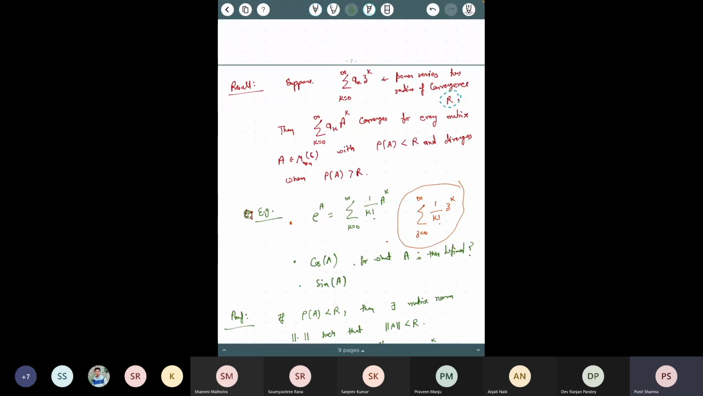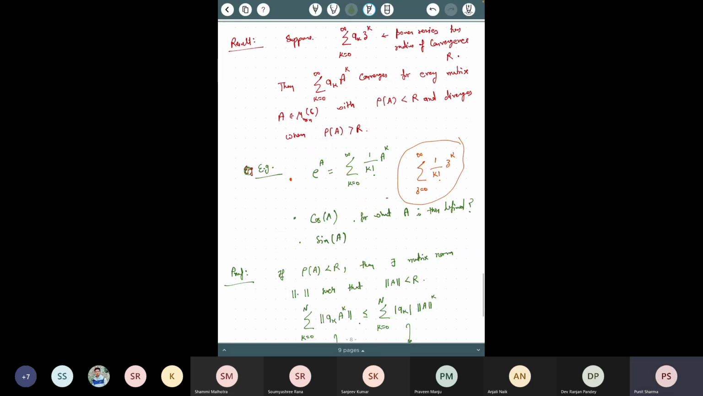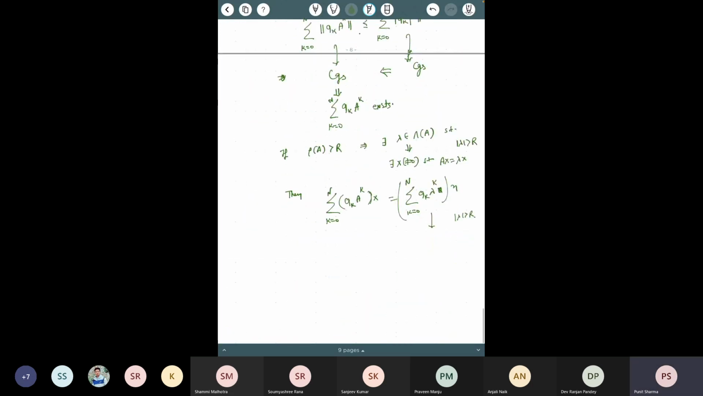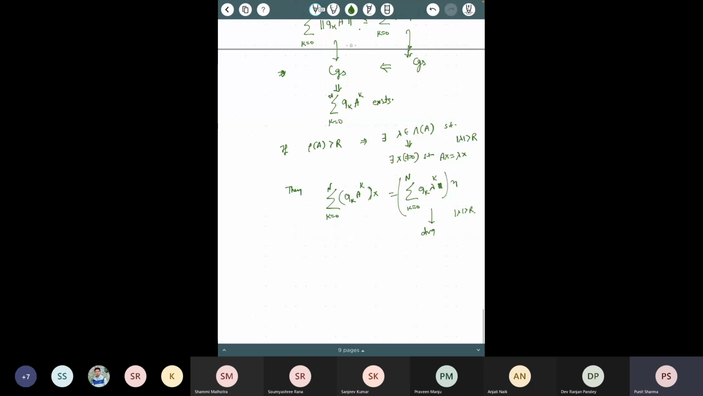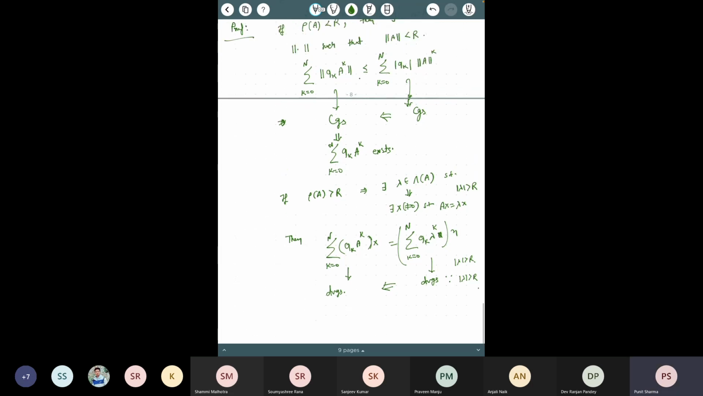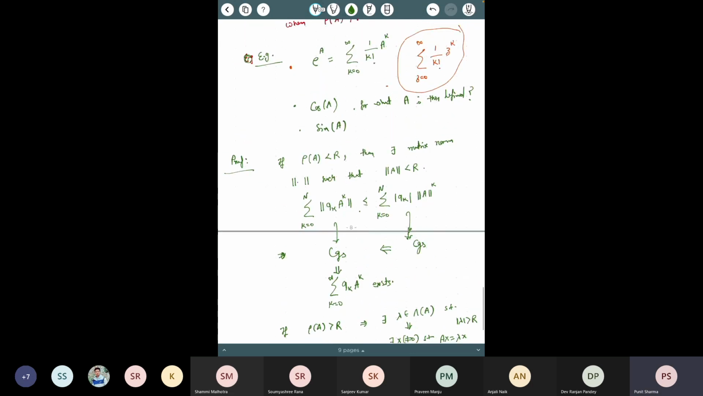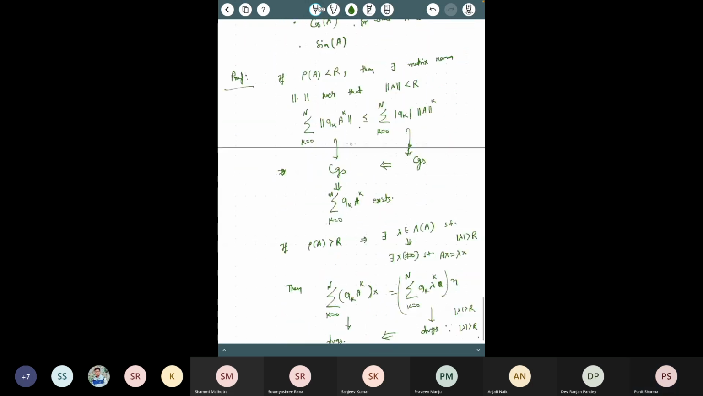So we know that whenever mod z is greater than r, this series is divergent. So clearly here the right hand side is divergent, right? So this is divergent because mod lambda is greater than r. But if this is divergent, this implies that this is divergent. Okay, so we know when such a series is convergent, when rho A is less than r, and when it is divergent, when rho A is greater than r.